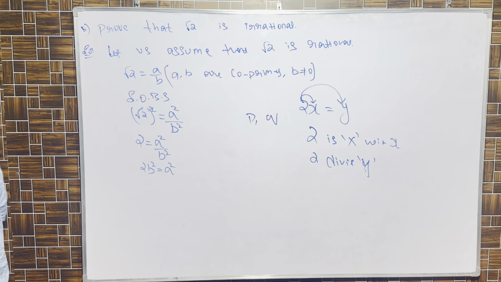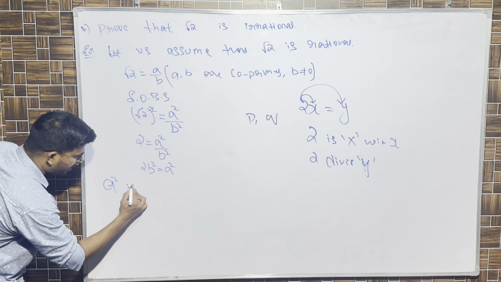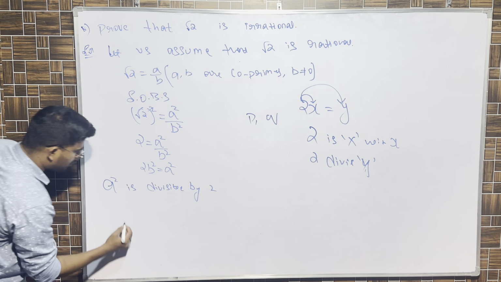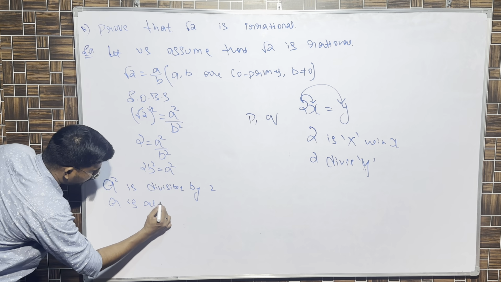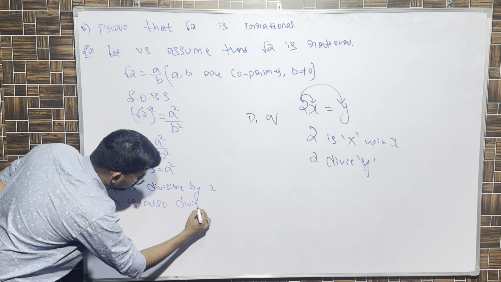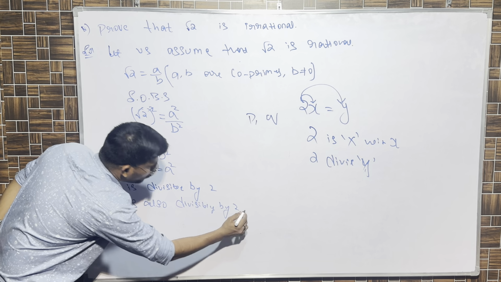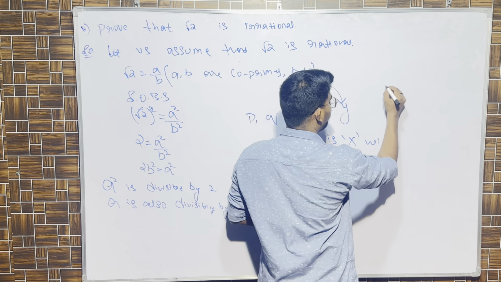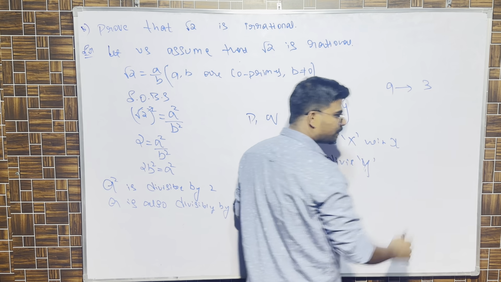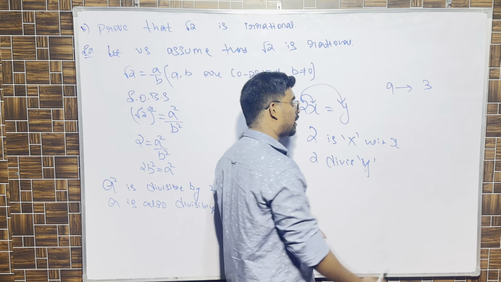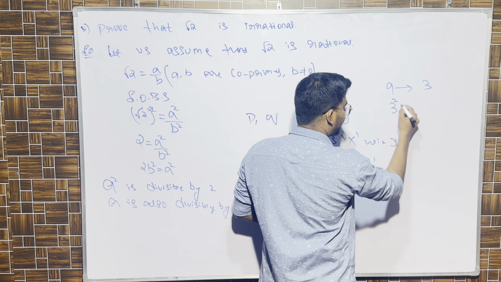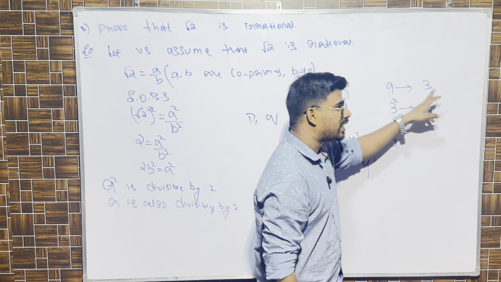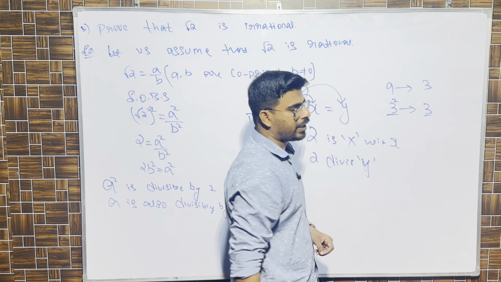If a square is divisible by 2, a is also divisible by 2. How come? If you do not understand these two statements, look at these examples. For example, 9 is divisible by 3. Yes, 9 goes in the 3 table. But 9 can be written as 3 square, which is divisible by 3. 3 square is nothing but 9. If 9 is divisible by 3, then 3 is also divisible by 3.